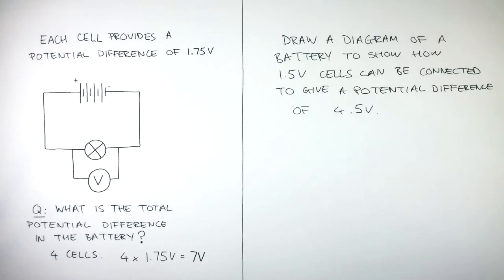Pause the video for another potential exam question. The answer will follow. This battery contains 3 cells, as one cell has a potential difference of 1.5 volts, and you are asked to draw a battery which has a potential difference of 4.5 volts. So 4.5 volts divided by 1.5 equals 3 cells.